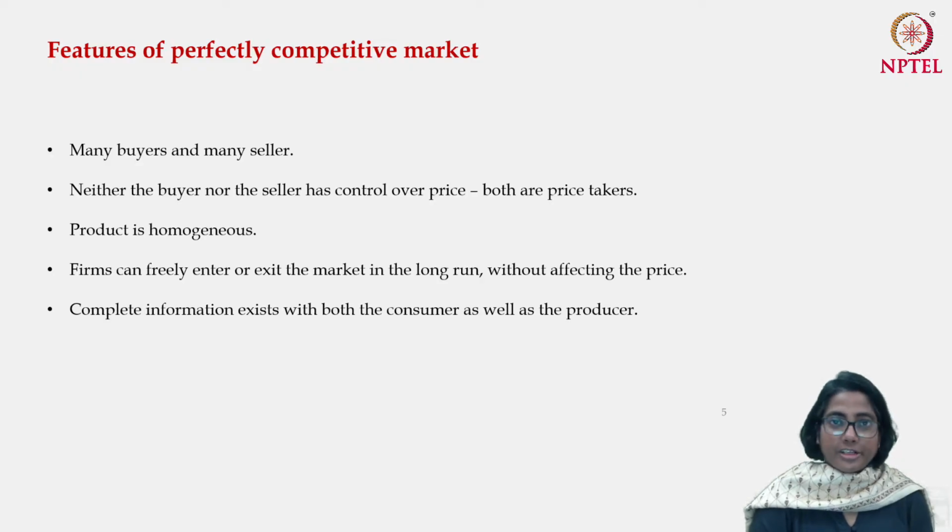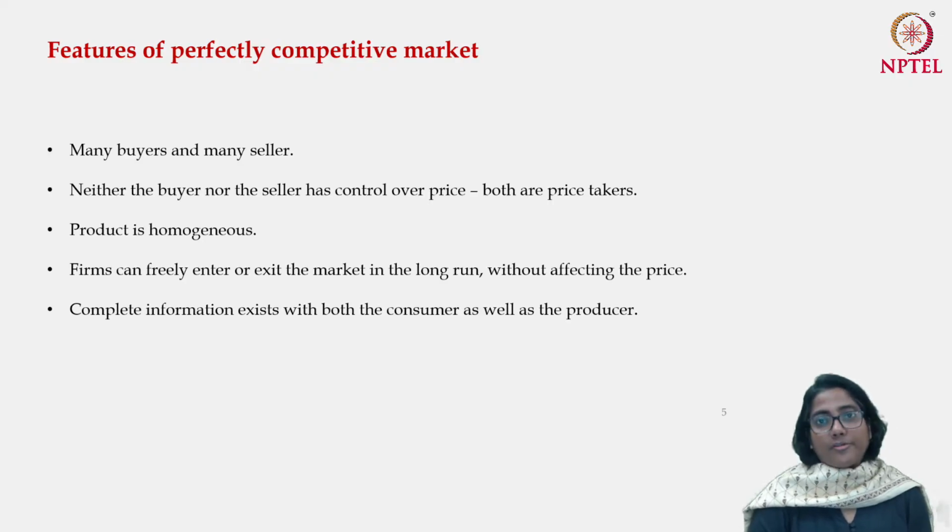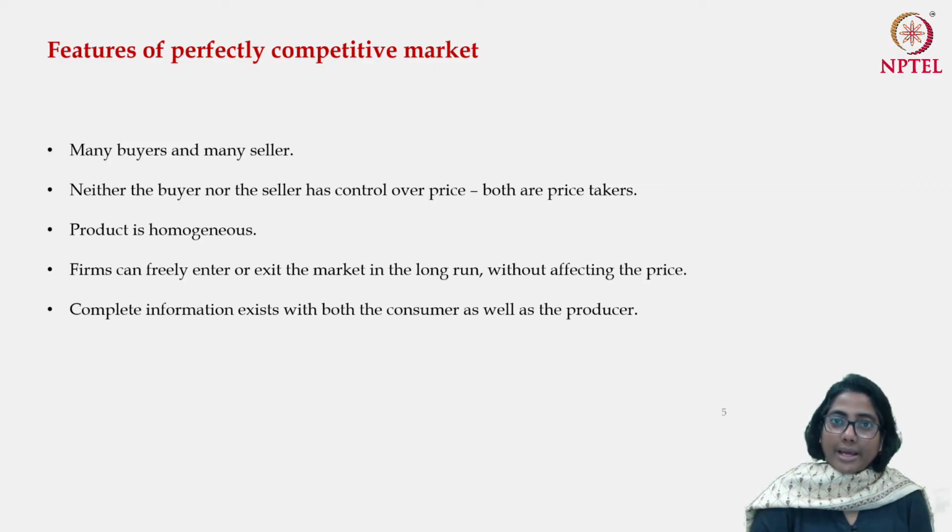So what are the primary features? The first one that we have already discussed: there are many buyers and there are many sellers as well. This is the first feature. The second one actually follows the first feature. Now imagine a market where there are multiple buyers and multiple sellers. They are buying and selling the same quality of product, or the same product, in the market.